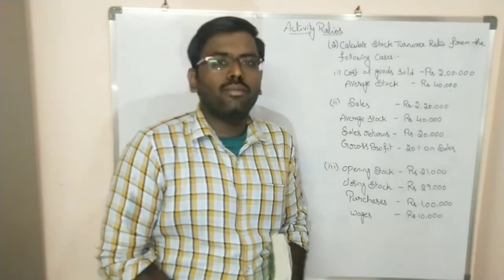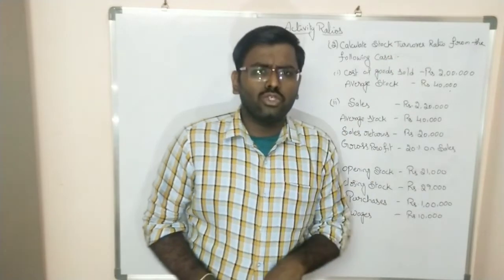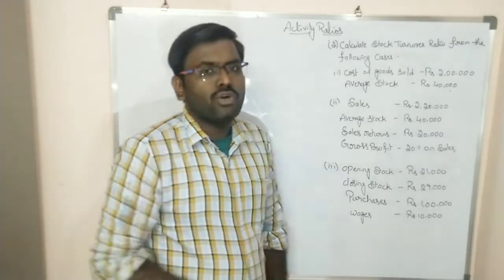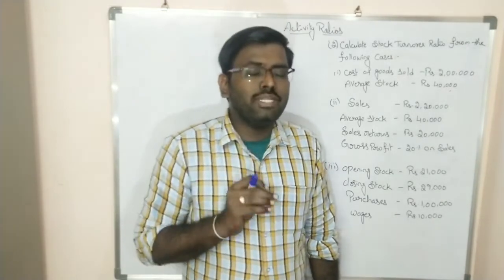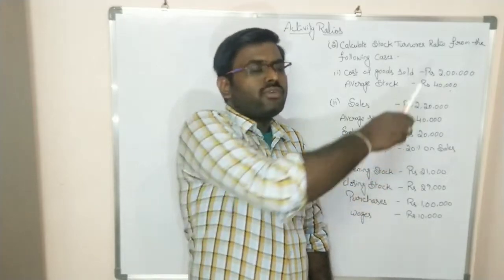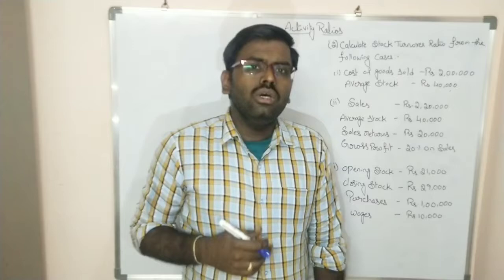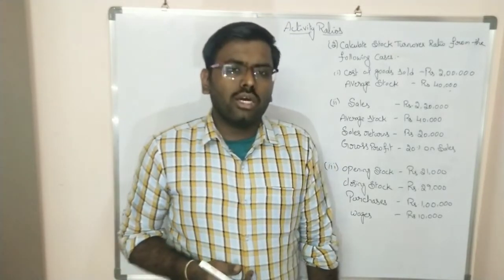So here is the second problem. Here they are asking you to calculate the stock turnover ratio from the following cases. They have given three types of cases, which means in each and every case the information has been changed. In the first case they have given cost of goods sold and average stock, so directly they have given the information required to calculate the stock turnover ratio.